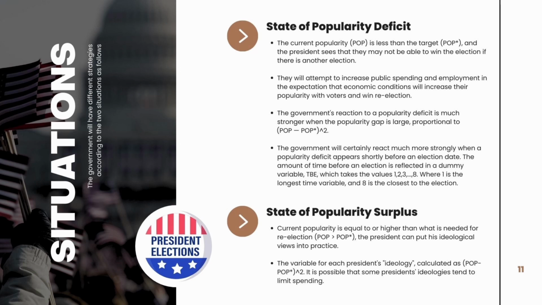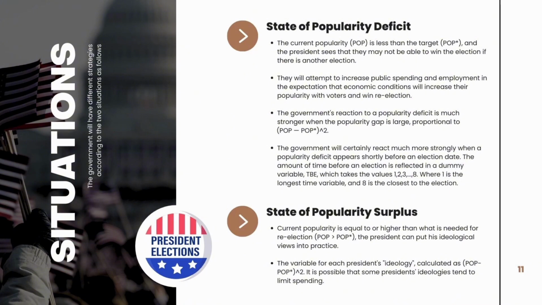Therefore, they will attempt to increase public spending and employment in the expectation that economic conditions will increase their popularity with the voters and win re-election. From the popularity function done earlier, it is known that lower unemployment and higher consumption growth rate lead to increased popularity if the increase in inflation rate is not that high. It also concludes that government reaction to the popularity deficit is much stronger when the popularity gap is large. The magnitude of change in government expenditure and employment is therefore proportional to (pop minus pop star) to the power of 2.